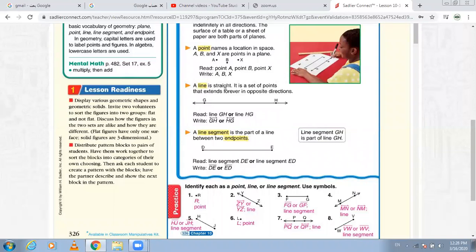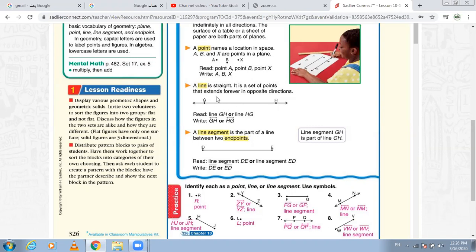A line will be straight. What is the meaning of line? It is a set of points that extend forever in opposite directions. So if we have this line, how can I name it? You have to tell me G, H, or H, G. Above the letters, don't forget, you have to draw a small line, okay, with two arrows.